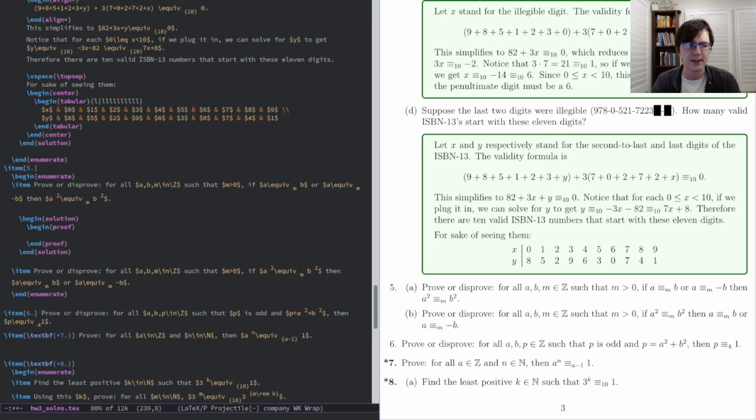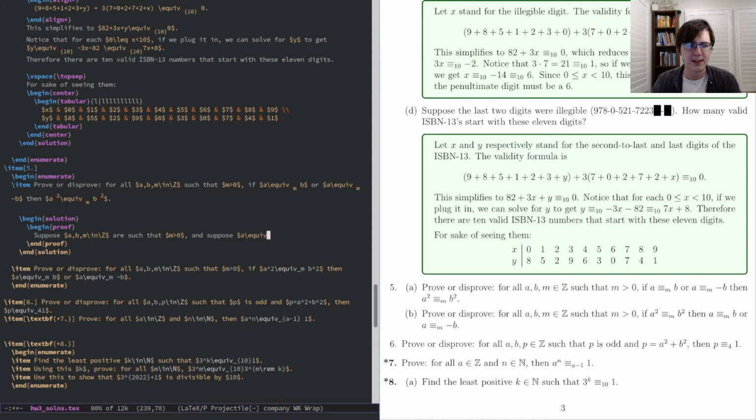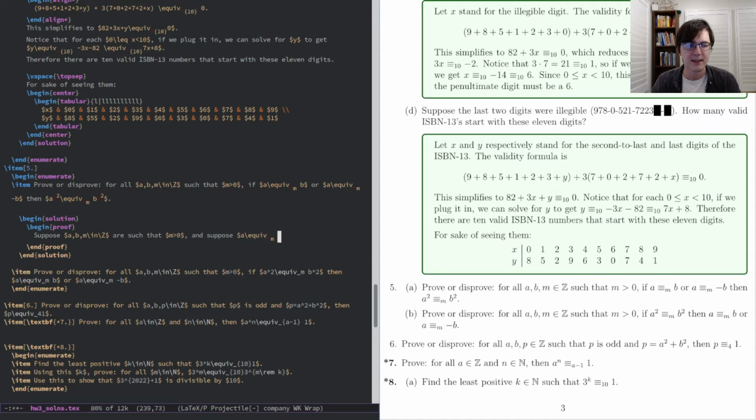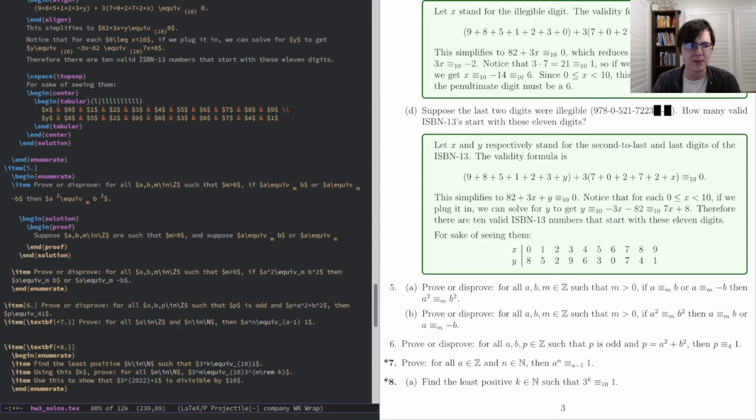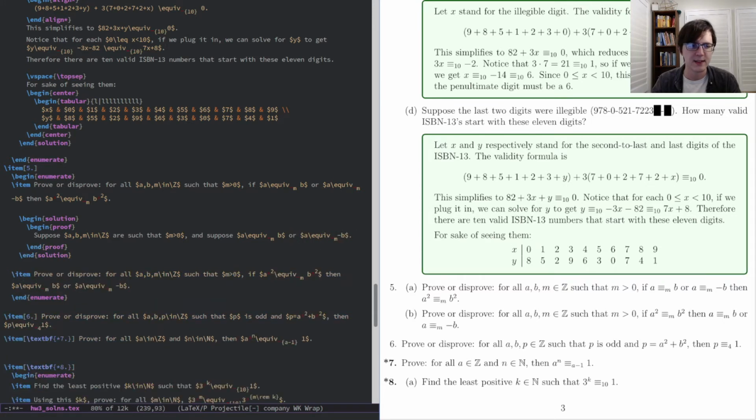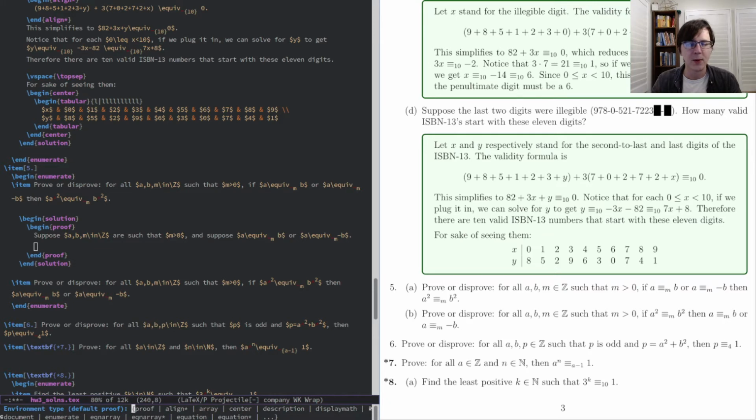So let's see, suppose a, b, m in the integers are such that m is greater than 0, and suppose a is equivalent mod m to b, or a is equivalent mod m to minus b. So we have an or. Let's handle the two cases.